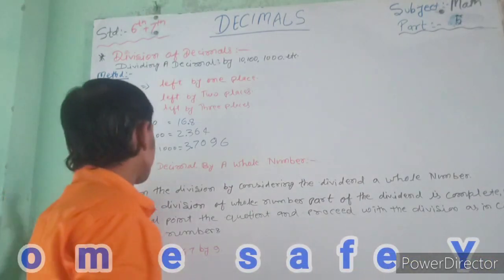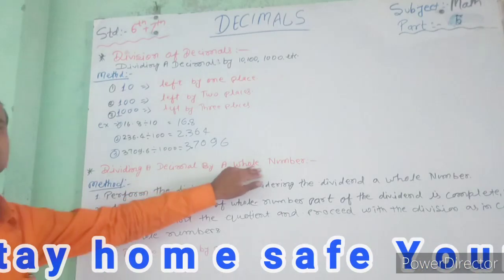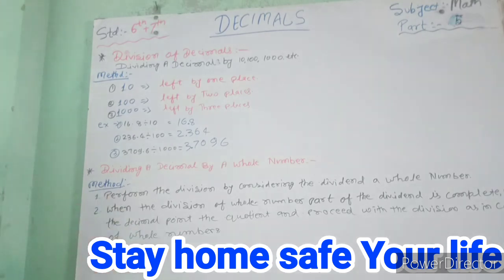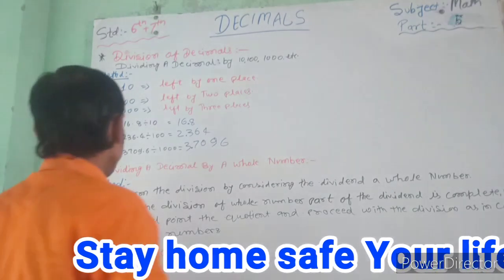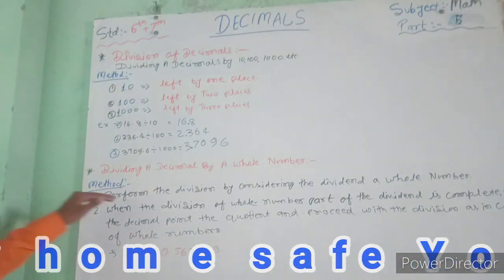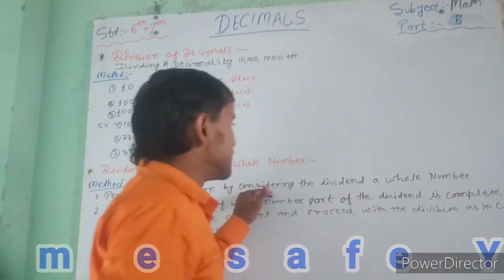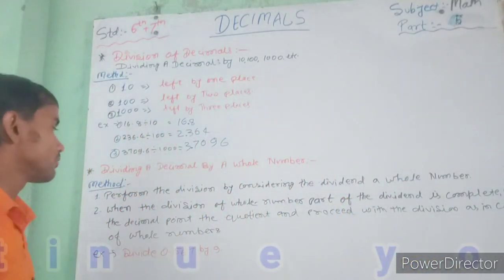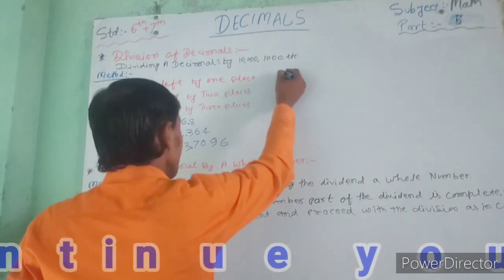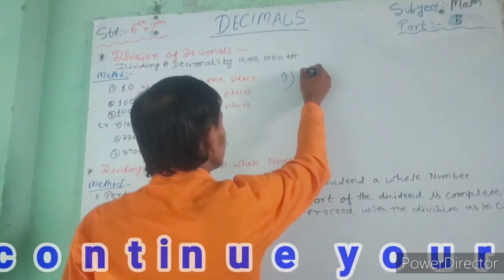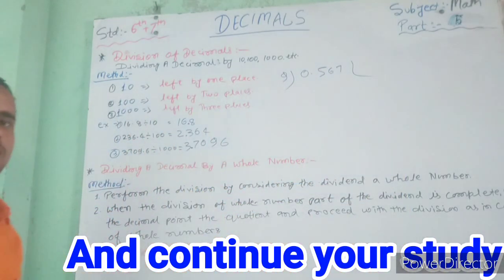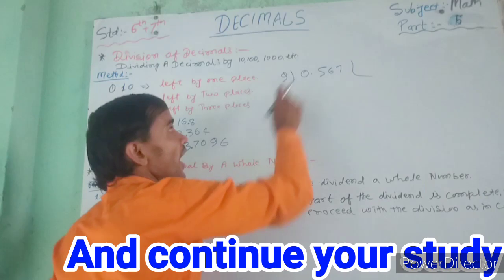Next process: dividing a decimal by a whole number. If you have a question where you divide by a whole number, how do you solve it? You see here some methods. Perform the division by considering the divisor as a whole number. If you have a question, first you divide by that number. Just like here, 0.567 divided by 9.